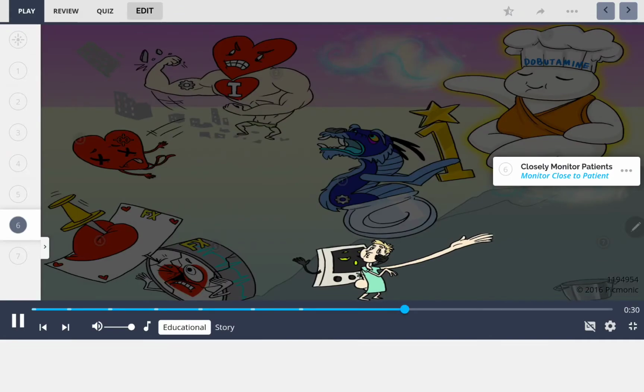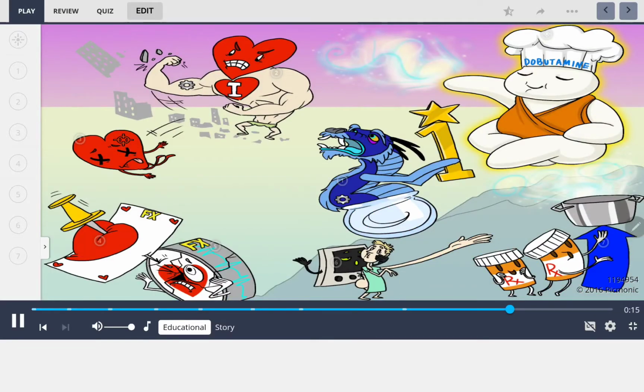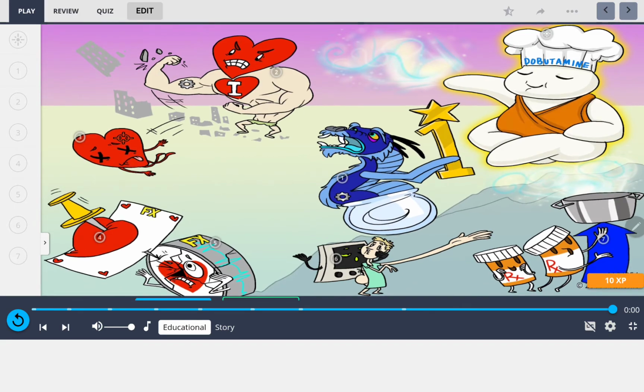It should also be noted that other medications can increase the potency of dobutamine, like MAOIs and TCAs, and this is shown by the med bottles praying and worshipping so hard that an up arrow pot increased Buddha's powers. So in summary, dobutamine is a beta-1 agonist which has inotropic activity on the heart. It is used in patients with heart failure and can lead to the side effects of tachycardia and arrhythmias. Considerations for your treatment include closely monitoring patients and knowing that other medications can increase dobutamine's potency.